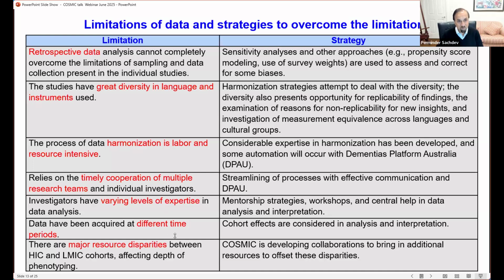The other problem that we face is that the data have been acquired at different times, at different epochs, in fact. And we know that dementia rates do not remain static. Also, methodologies change over time. So that is another cohort effect we have to take into consideration. And as I said, also, there are major resource disparities. So the depth of phenotyping from different studies also varies.